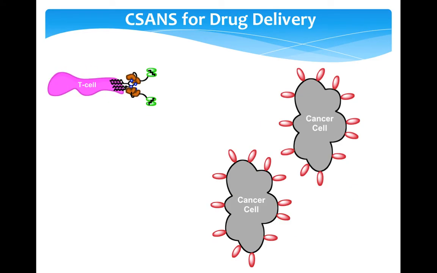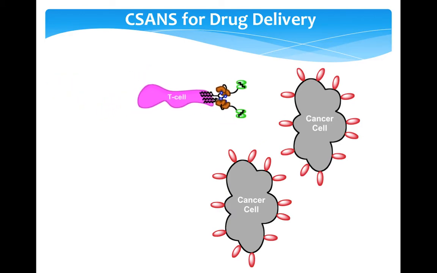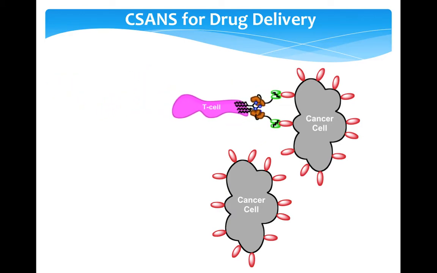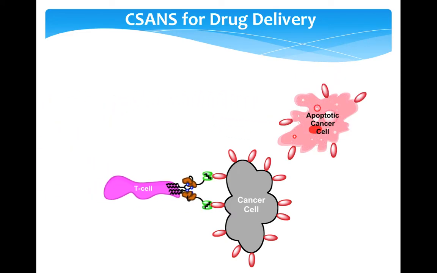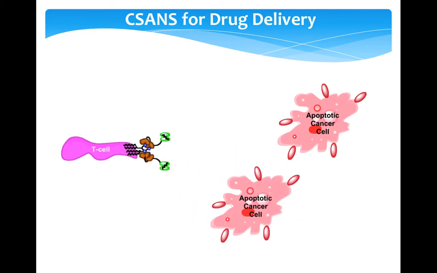And in this case, what that means is that these functionalized T cells are now going to go after the cancer cells and individually start killing these cancer cells. The CTLs keep doing this, in this case, totally artificially.